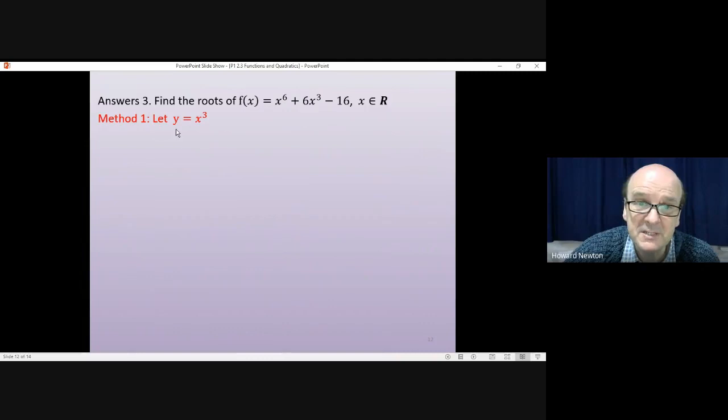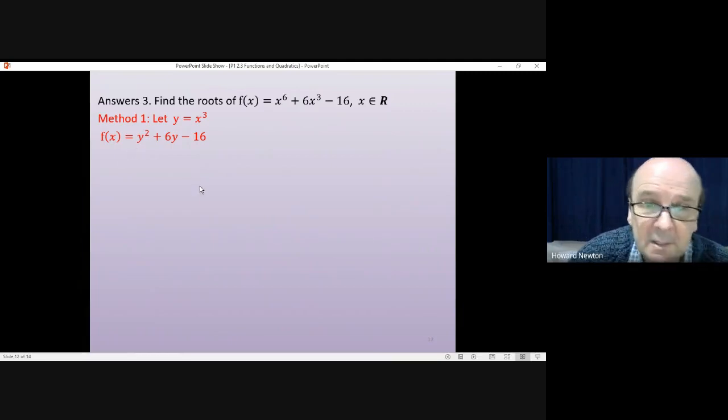And the substitution is we're going to let y equal x cubed. Now, the moment we do that, you'll see why we've done it. X to the power of 6 will be y squared. X cubed is just y, and 16 is 16. So if we let y equal x cubed, this function becomes this. That really should say f of y now. F of y is equal to y squared plus 6y minus 16. We've changed it into a quadratic.